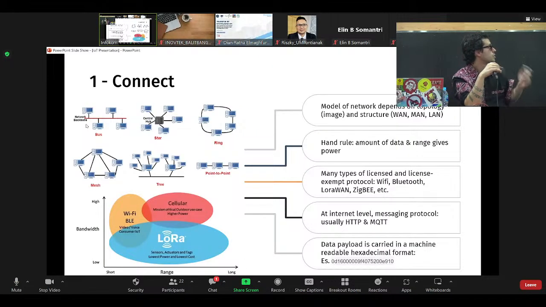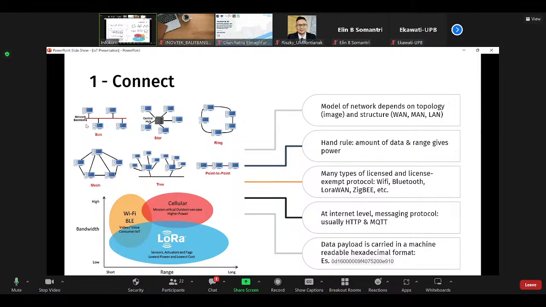Next one. So we have the connectivity. This is about ICT. Does anybody study ICT? No one? Okay. Here, there are some people studying ICT. Okay, there are some students. This is a huge topic, so I'm going to be very superficial about this.